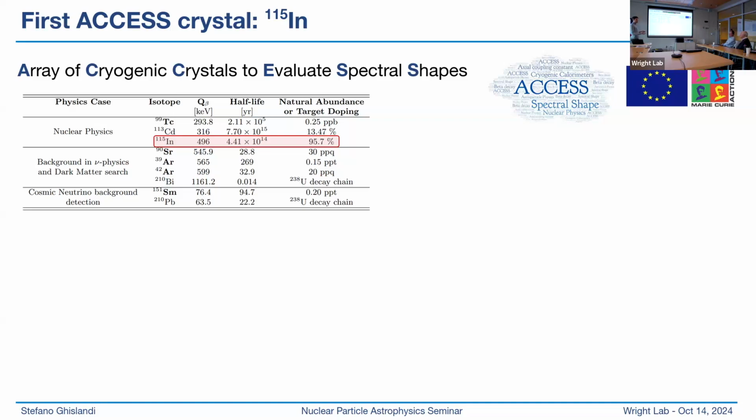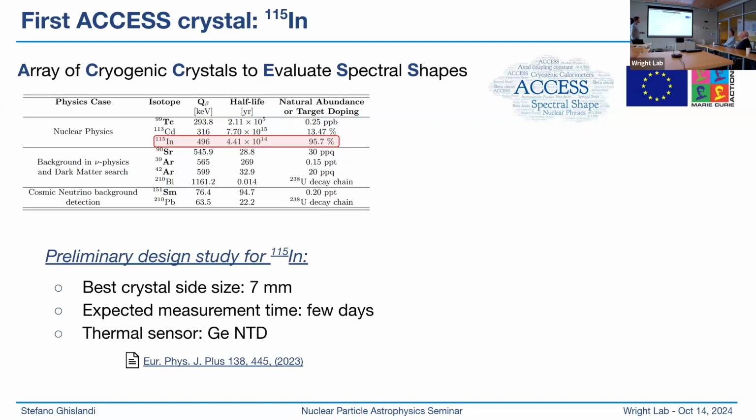The easiest to measure is actually indium, because it's characterized by a relatively high Q value and high natural abundance, so it doesn't require enrichment to have a good signal rate. We also have a technetium-99 activated crystal that we are going to measure soon. And then there are anyway other possibilities.